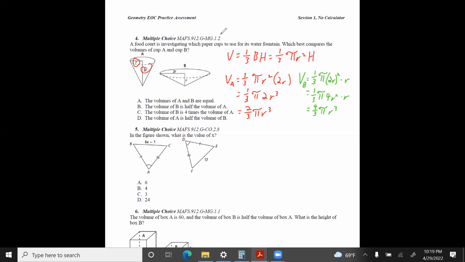So the only difference between those values is we have 2/3 in front of the first one. We have 4/3 in the second one. So we could either say that B has twice the volume of A, or A has half the volume of B, which is answer choice D.